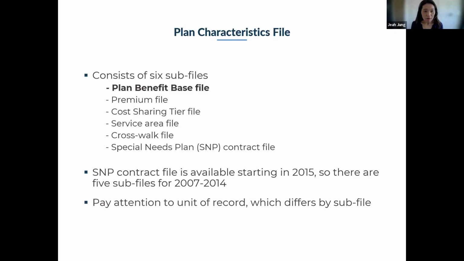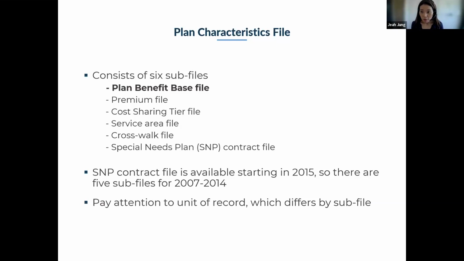So that's a service area file, and there is a crosswalk file, and then there is a separate special needs plan contract file, the SNP contract files, which became available in 2015. So you will see that between 2007 and 2014, you will have only 5 sub-files.